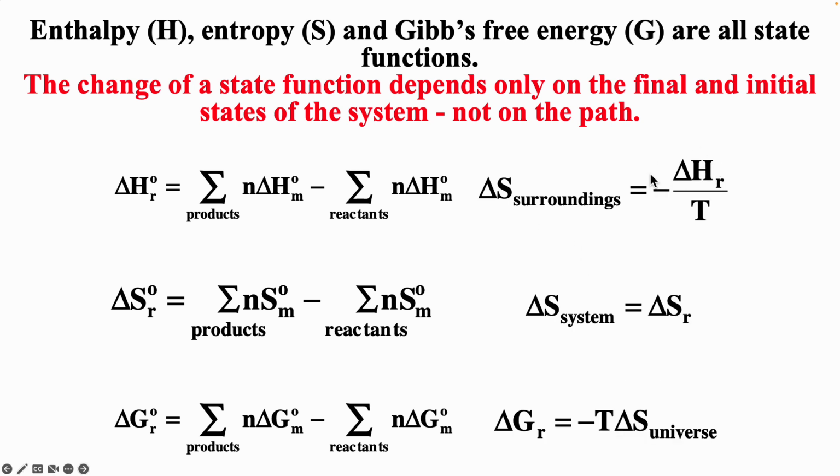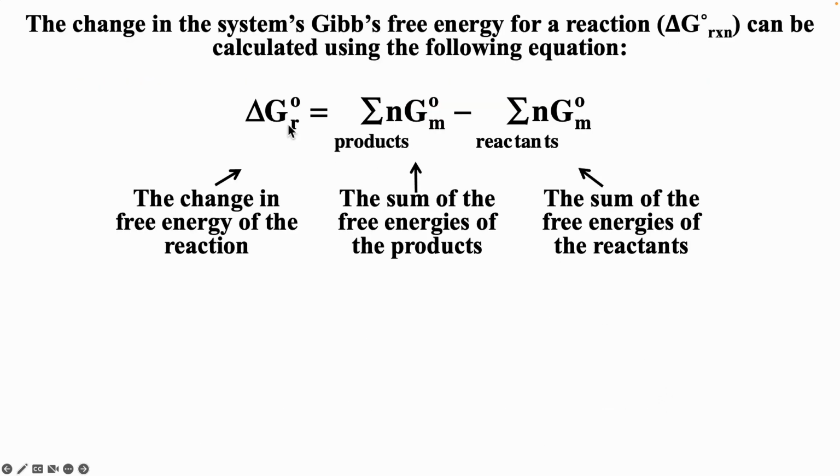You can also use delta H to get the delta S of the surroundings. So delta S surroundings equals minus delta H over T. Delta S system is equal to products minus reactants for the entropies. And again, remember delta G is minus T delta S universe. And so we can calculate the change in Gibbs free energy for a reaction by just doing the products minus reactants. Remember, you can do this for change in Gibbs free energy, change in enthalpy, and change in entropy.